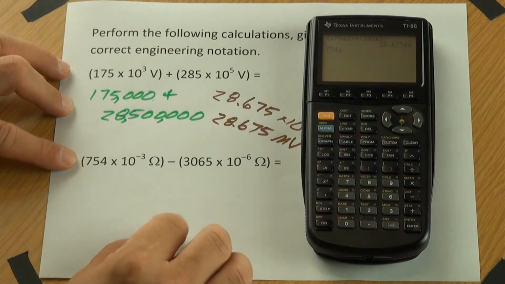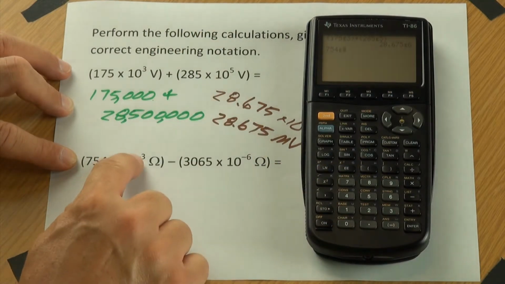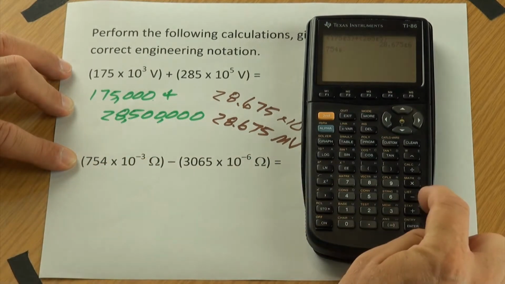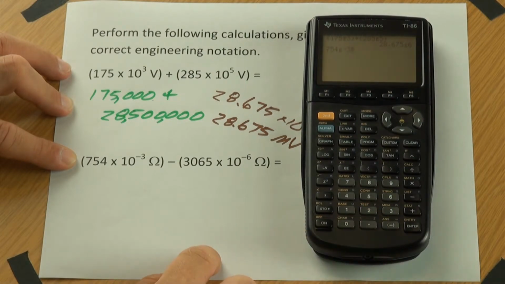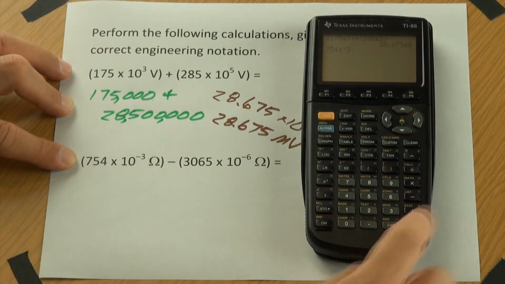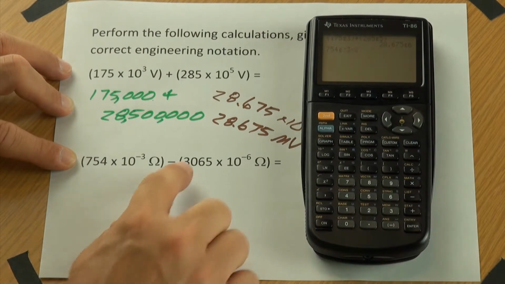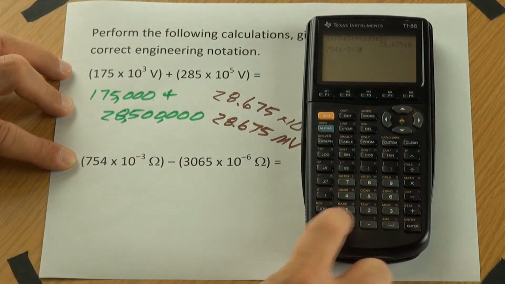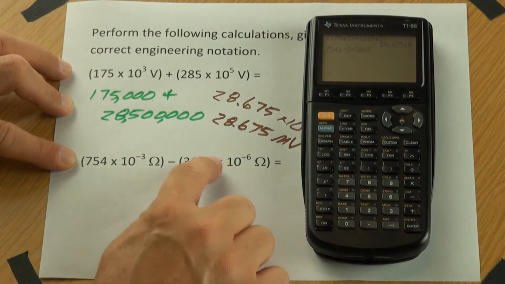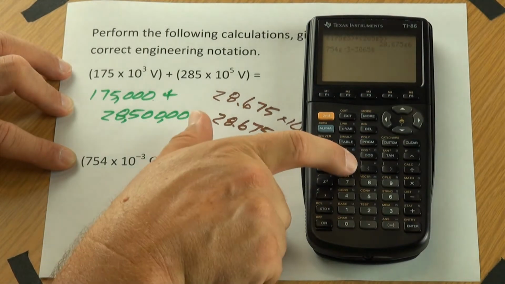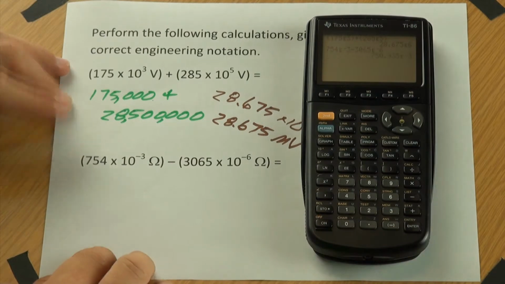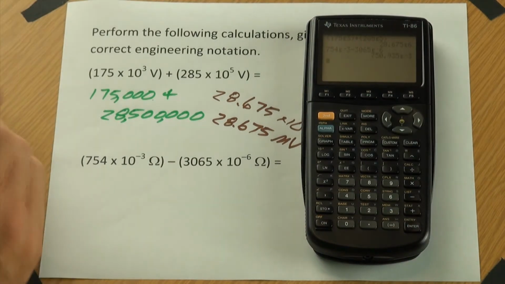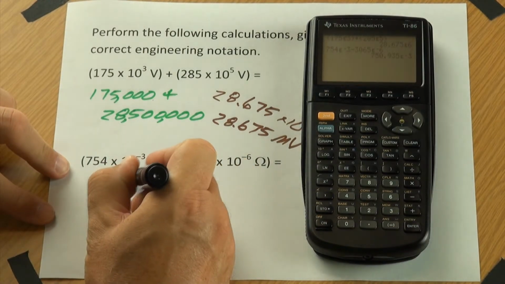Now, one thing you do want to be careful with on your calculator, anytime you have a negative value like that, don't hit the minus sign, hit the negative sign. So I will enter that as a negative 3 exponent. And now hit the minus sign because I'm subtracting. 3065, and the exponent is -6. So EE -6. And when I hit enter, it's going to give me the result in engineering notation.